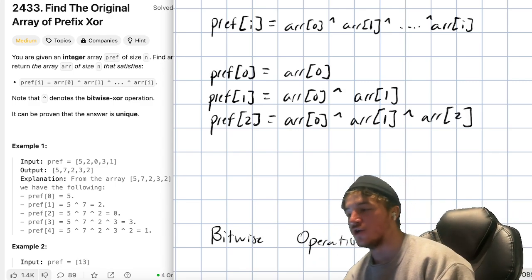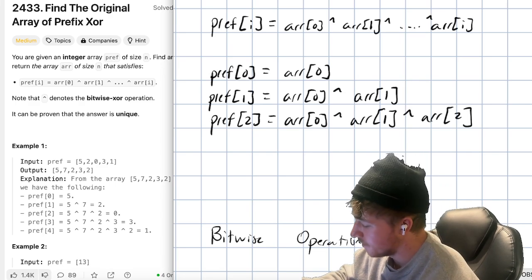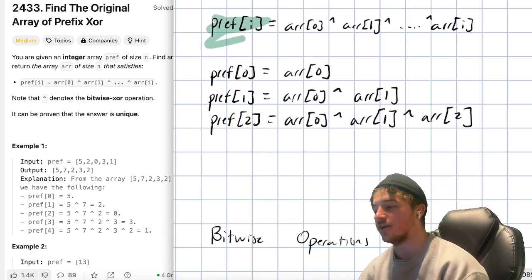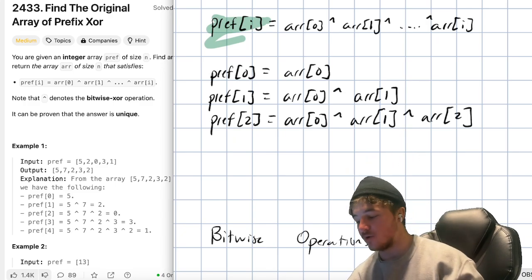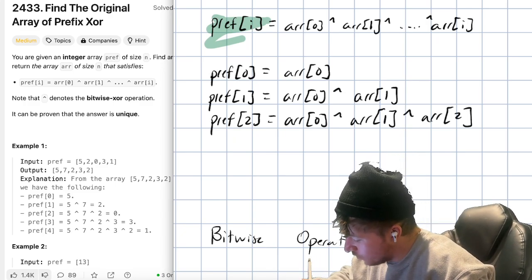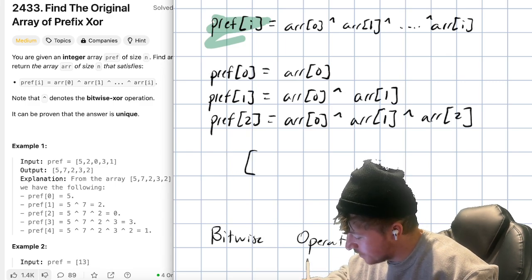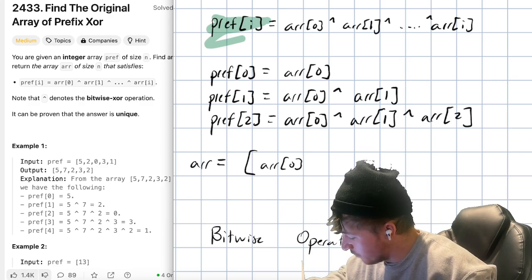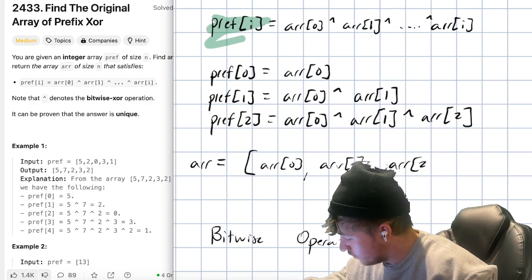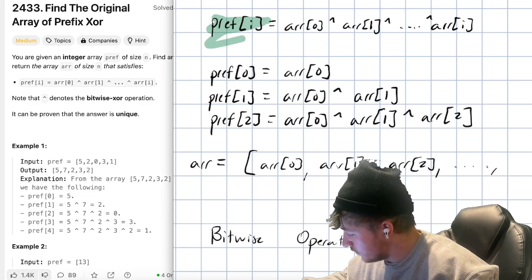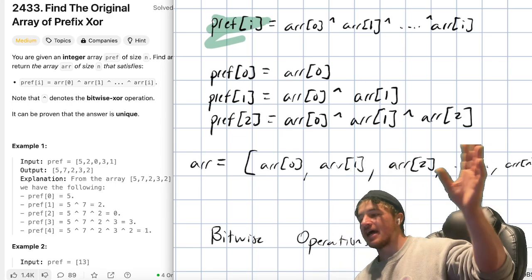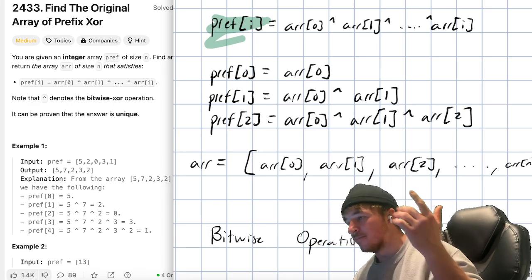Okay, and what we need to do is we're given this pref array here, right? And we need to determine from what's given, from this pref array, what is the actual array? We're trying to return this information. We're trying to figure out what this actual array is from the pref array.